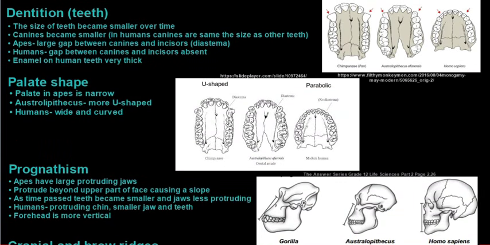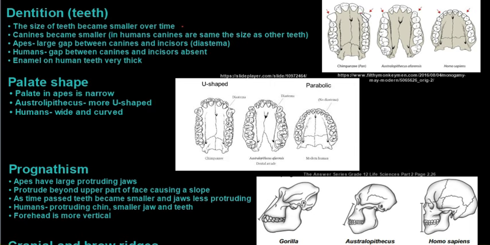Then the dentition and the palate shape usually go hand in hand, as they will give the same upper jaw diagrams for you to analyze. So with dentition, the size of the teeth became smaller over time. If we look at the teeth size, you'll see that there are massive canines in the apes, and then in Australopithecus it became smaller, and then in humans you have very small canines.